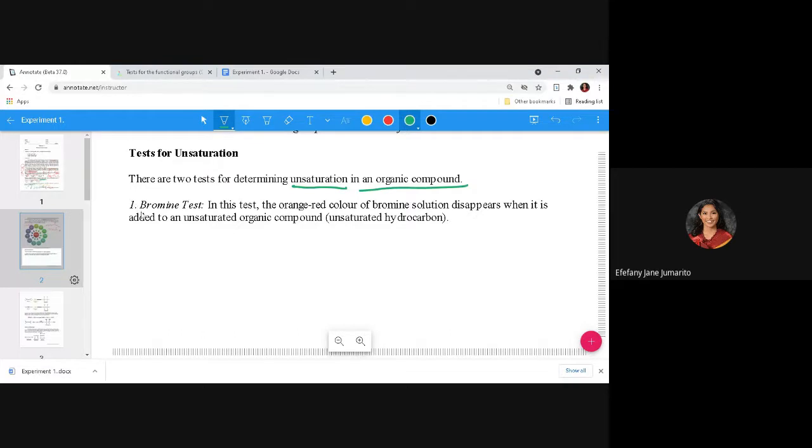We have the first test, which is the bromine test. In this test, the bromine solution is orange-red in color. When it is added to a molecule that is unsaturated, the orange-red color will disappear.